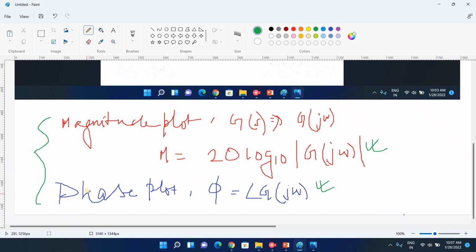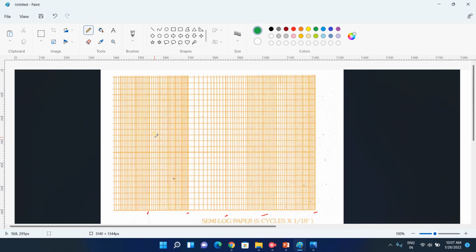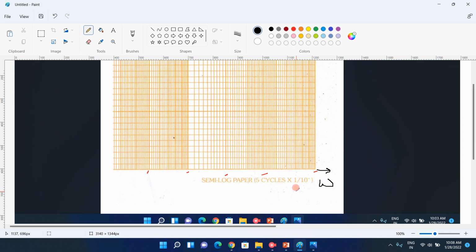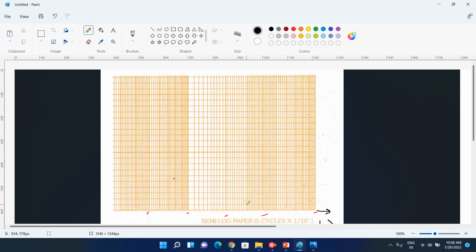Now first of all, these are the two plots which are required. Both the plots have to be made on this particular graph. First of all, we need to know that there are two axes. So what do they represent? The X-axis is common. X-axis is for omega, frequency, that is rad per second. It is common.